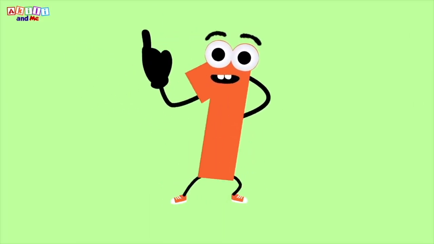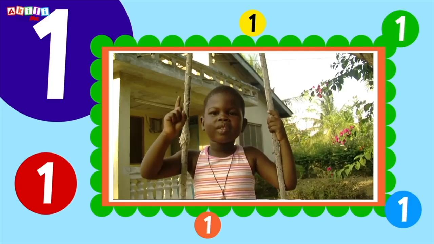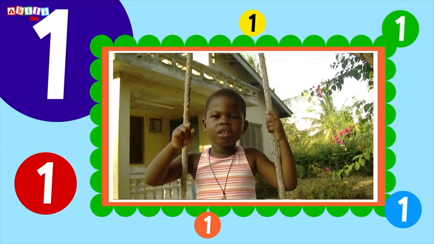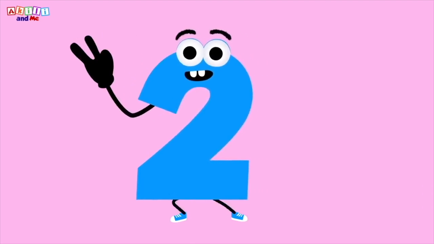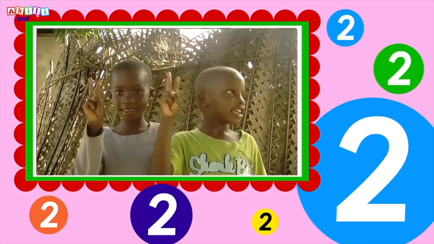1. Show me one little finger. 1. Show me one little finger. 2. Show me two little fingers. 2. Show me two little fingers.